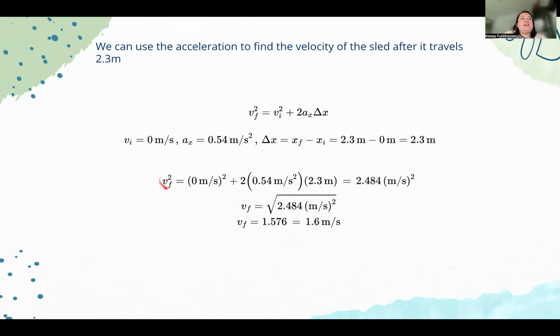So the final velocity squared is equal to the initial velocity squared, which is 0, plus 2 times the acceleration times the displacement. And so we get 2.484 meters per second, whole thing squared, but we need to take the square root of that. So that gives us 1.6 meters per second as the final velocity of the sled.